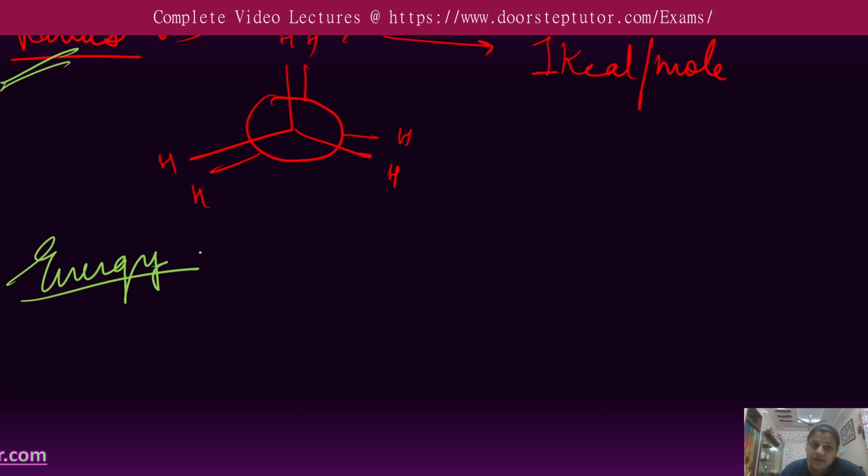How are we going to make a difference between stable and less stable conformers? By calculating the energy value. And those molecules which have less energy are always more stable.